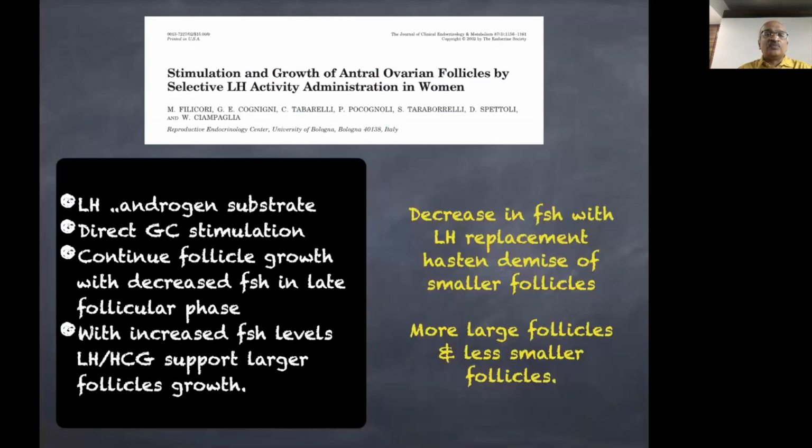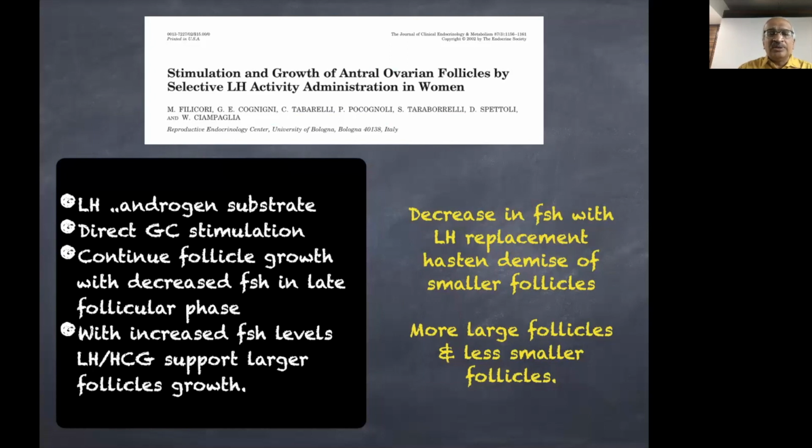So this is one interesting study done by Felikori et al., published in 2003, if I'm not mistaken. It's about giving a certain amount of LH activity in the late follicular phase. What they did was, in the initial 7 days, they gave recombinant FSH, and following that, they gave certain amounts of HCG. In one group, the recombinant FSH was continued. In other groups, they gave 50 IU of HCG, 100 IU, 150 IU, and 200 IU.